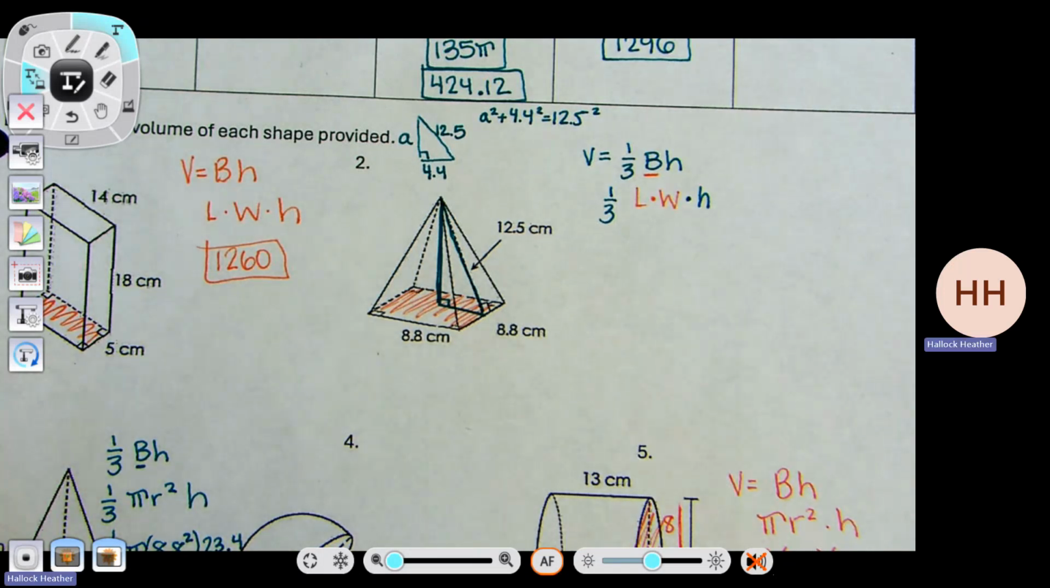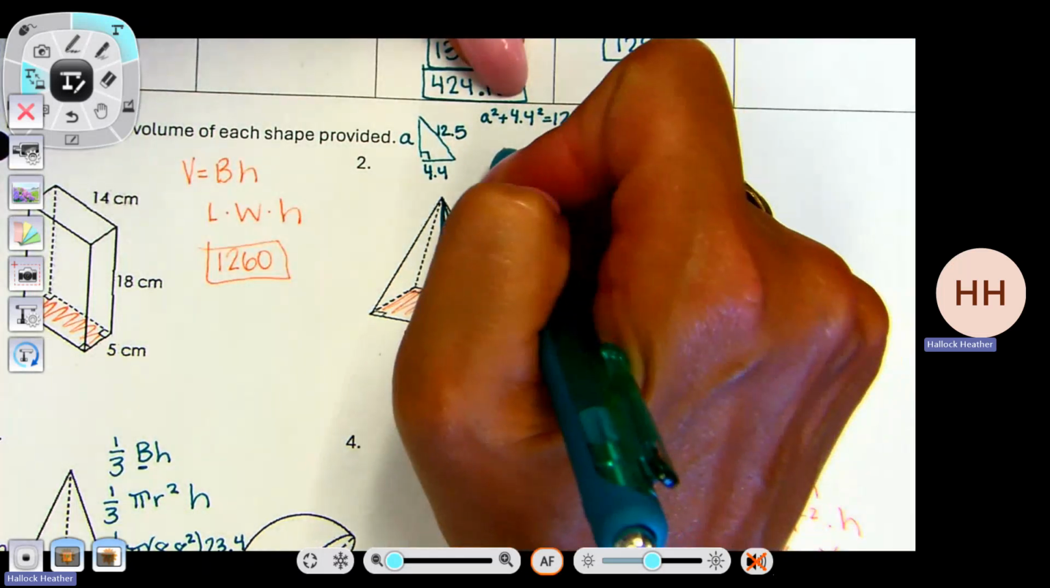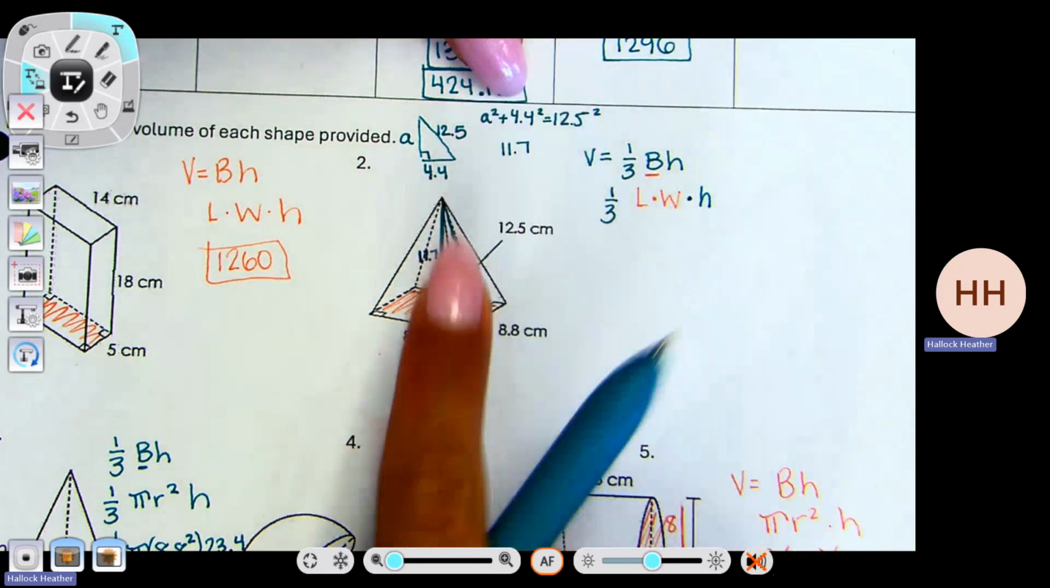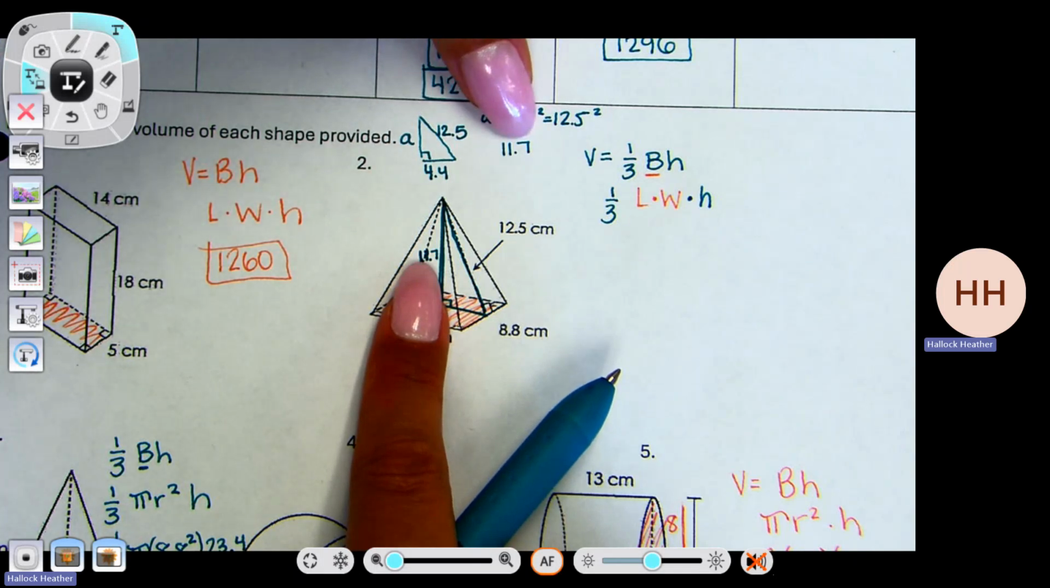So you're taking 12.5, you're squaring it, and you're subtracting 4.4 squared. You shift square root. Oh, I forgot the square root. That's right. No, 11.7. Yes. Okay. So the height is 11.7. If you got like 130 something, you need to shift square root it. The 11.7 is the actual height.